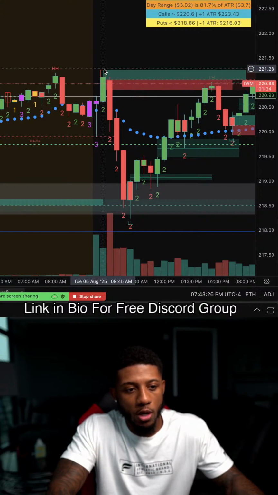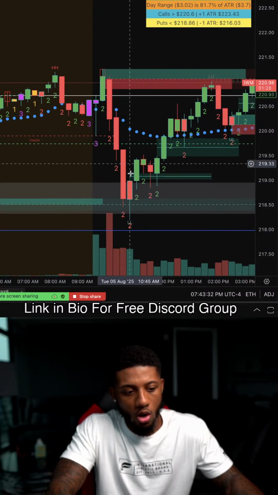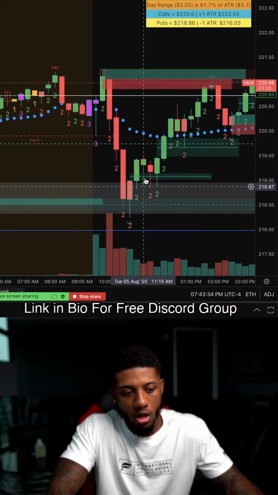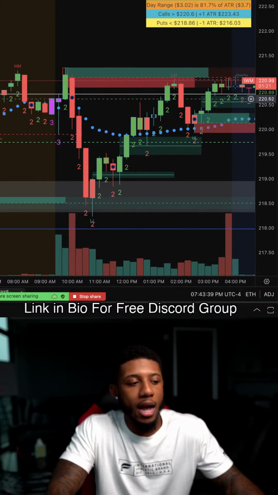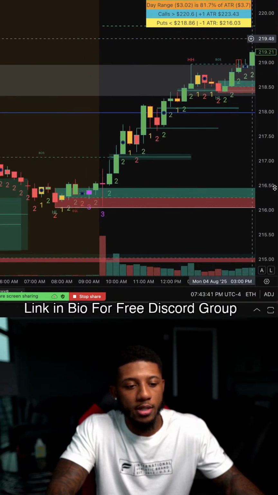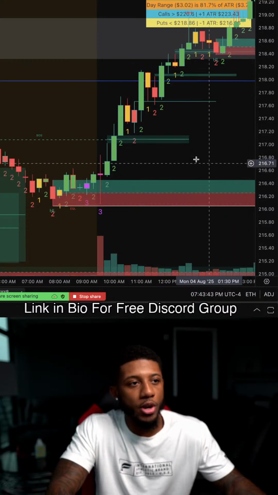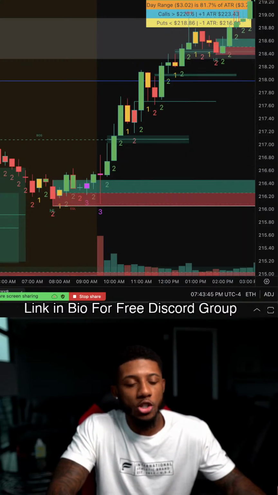So you had a strong move up, came and retested previous or pre-market highs, failed, and then sold off. And then it recovered. Price does the same thing every single day. I could go back to multiple different examples where we see the same thing over and over again. It's just a consistent habit.